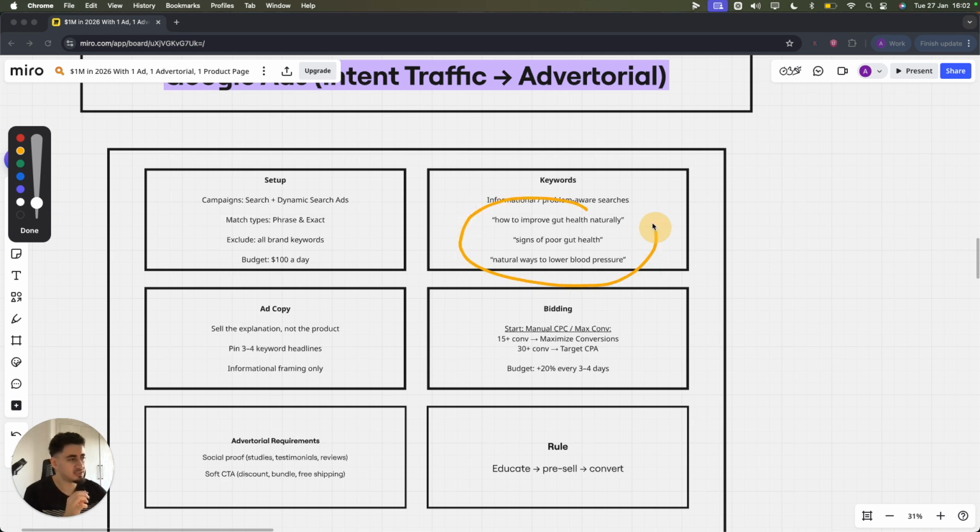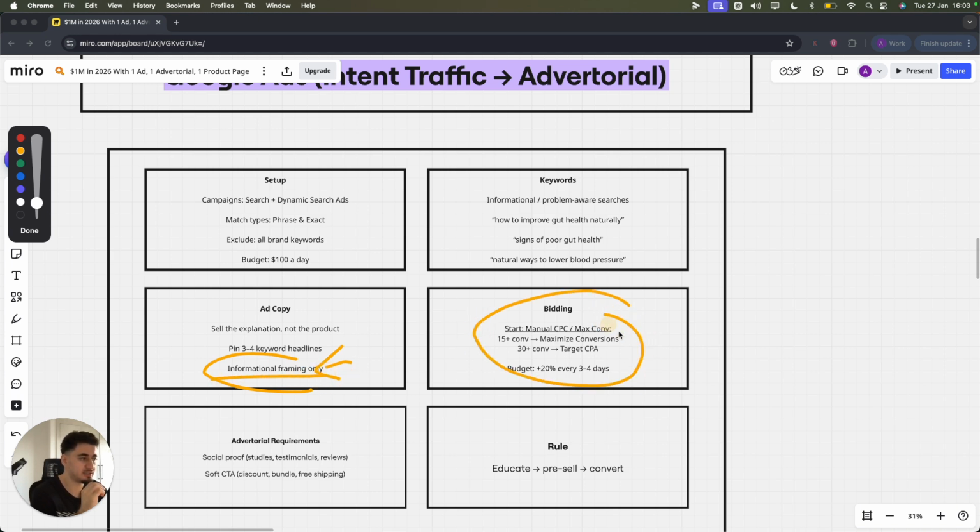So you can use this, again, plug it into AI, tell it to tailor it towards your brand, your offer, and then just do keyword research. You can use the Keyword Planner, and I would recommend using that. There are tools like SEMrush and that sort of stuff. So in terms of the ad copy, you want to sell the explanation, not the product, right? Remember, it's important that right now it's informational framing, right?